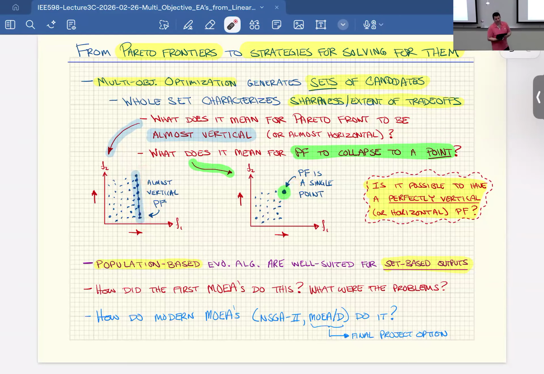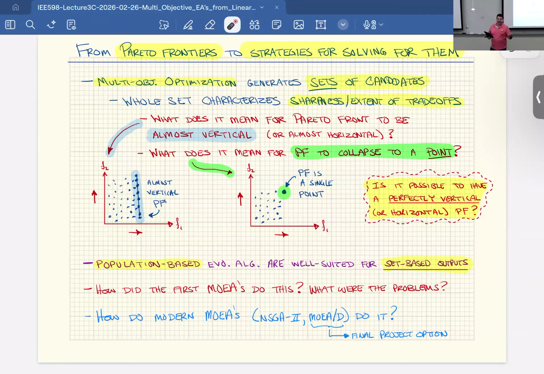Yep. If they don't care about objective F2 at all, then it could be perfectly vertical, right? If you didn't care about F2, there would be no trade-off. Well, then you would just do a single objective optimization. So the idea here is if you put F2 and F1 in there, you're saying that you at least care a little bit about F2. All right, so any questions about those visualizations there?